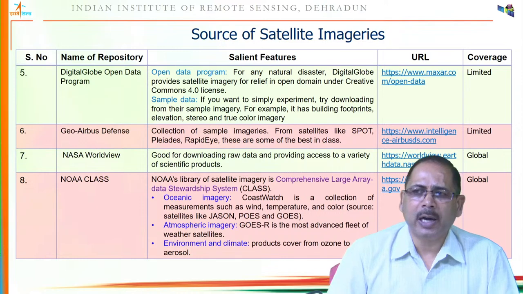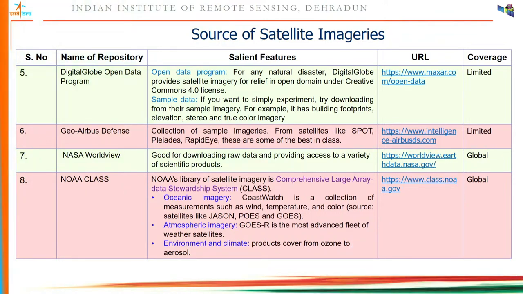So if you learn how to handle raw satellite imagery, or raw satellite data, in that case you can visit this website called NASA WorldView, and they provide global data products. From the different NASA missions, the scientific data products are freely available from this website.